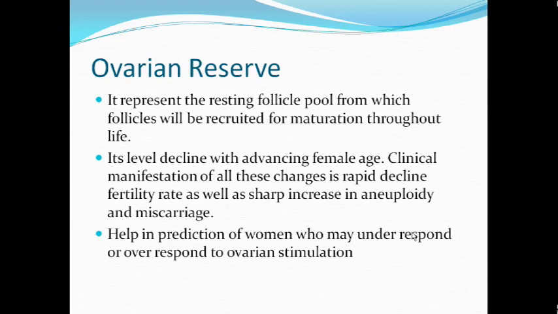Its level declines with advancing female age, and the clinical manifestation of all these changes is a rapid decline in fertility rate as well as a sharp increase in aneuploidy and miscarriage. So with advancing age the ovarian reserve decreases and anomalies increase. This helps in predicting women who may respond or over-respond to ovarian stimulation if you give it. That's why it is important to know about the ovarian reserve.